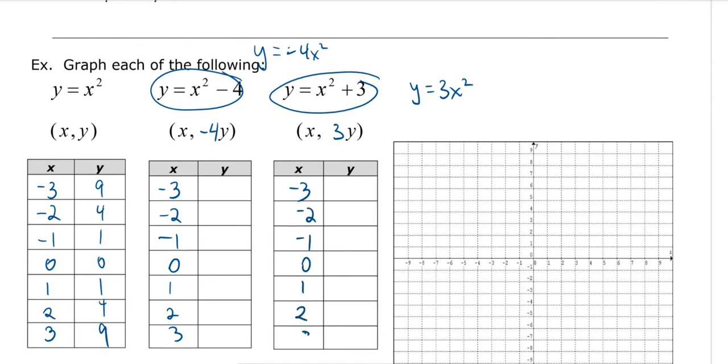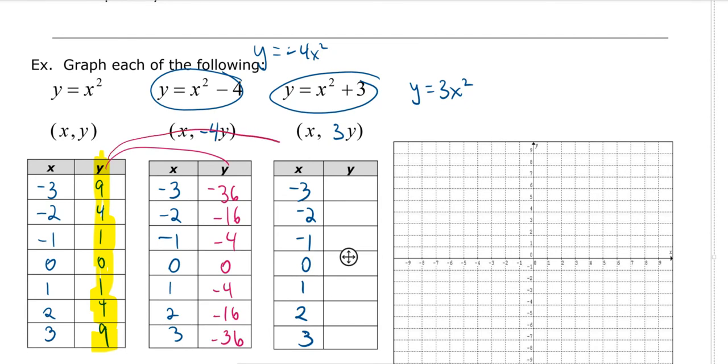And now we're going to take the y values. So these y values here, I'm going to multiply them by negative 4 to this column over here. So here I'd have negative 36, negative 16, negative 4, 0, negative 4, negative 16, and negative 36. And then over here I would have to multiply these base function y values by 3. So here I have 27, 12, 3, 0, 3, 12, and 27.